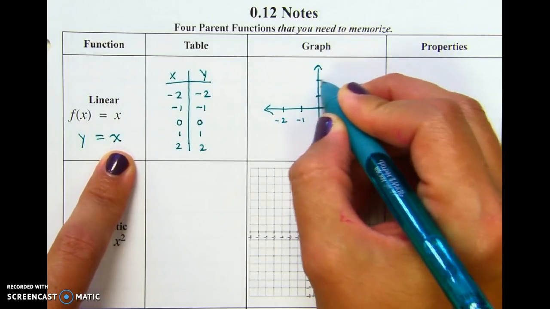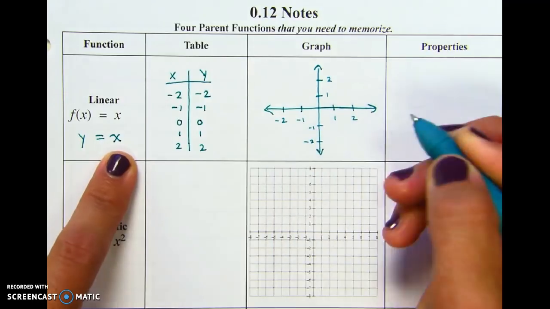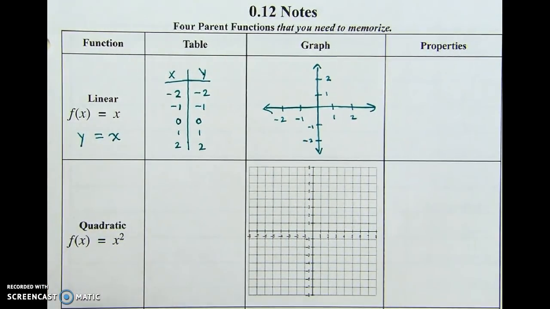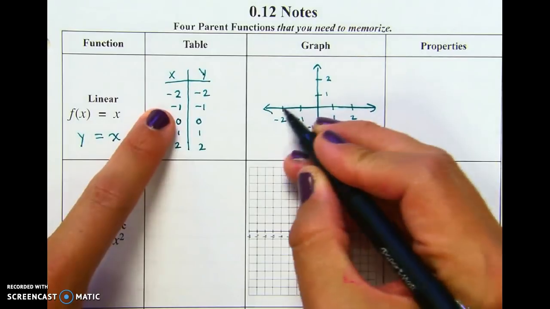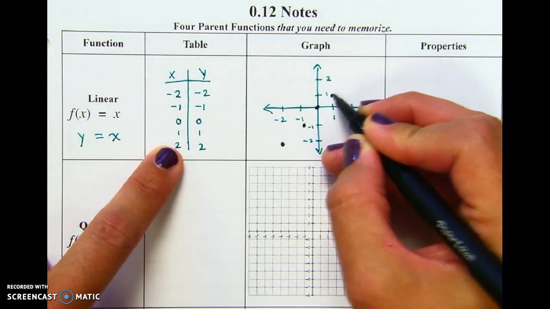Why no graph on this first one? I don't know, actually. I don't know. Okay. I'm going to try to not say that on this video. -2, -2, -1, -1, 0, 0, 1, 1, 2, 2.